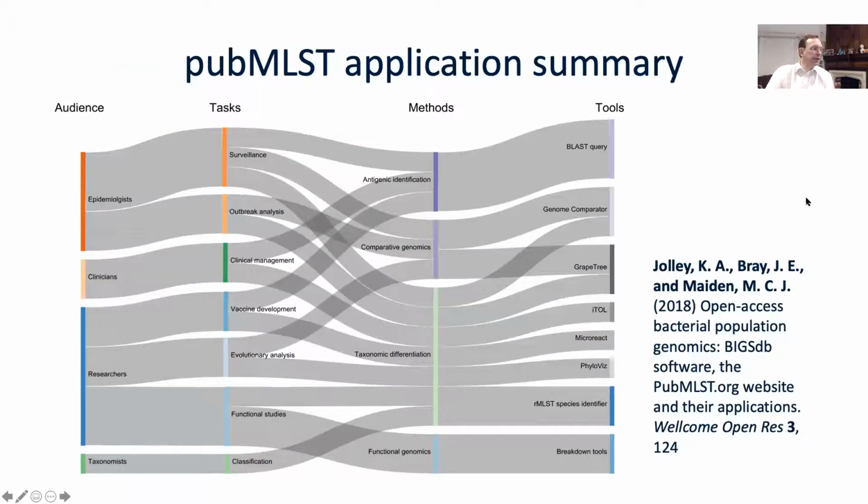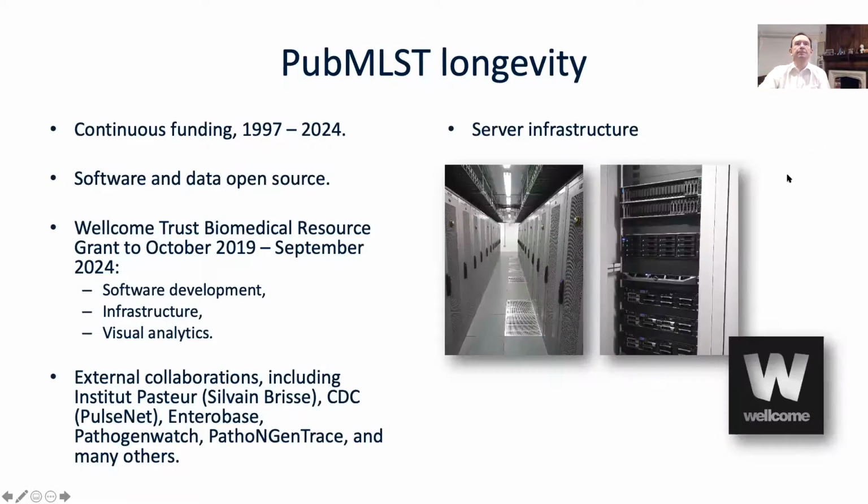So this gives you an idea of the range of applications we can use and the users. Everybody from epidemiologists, clinicians, researchers, taxonomists can all undertake a variety of tasks. They can look at surveillance, outbreaks, maybe clinical management, vaccine development, evolutionary analysis. All of these types of studies can then be combined by a variety of different methods, which we'll be learning some about today. And there's a lot of different tools. Some of these tools are built into the PubMLST software, and others of them you can access using the API, or indeed other software can use the API to come in and get the data from PubMLST.